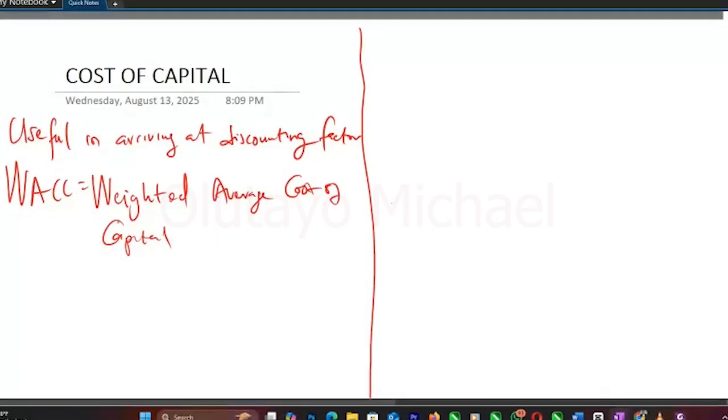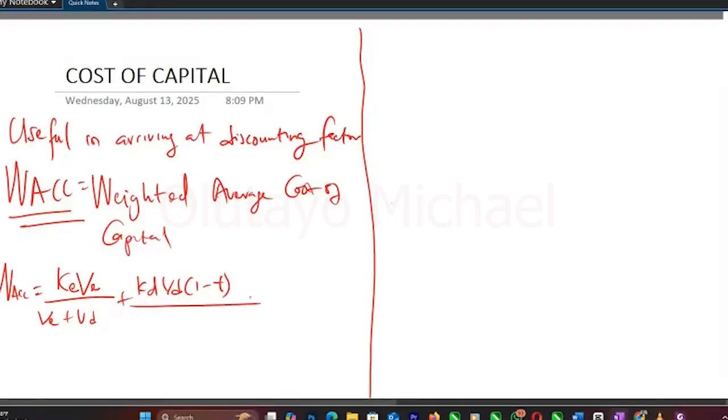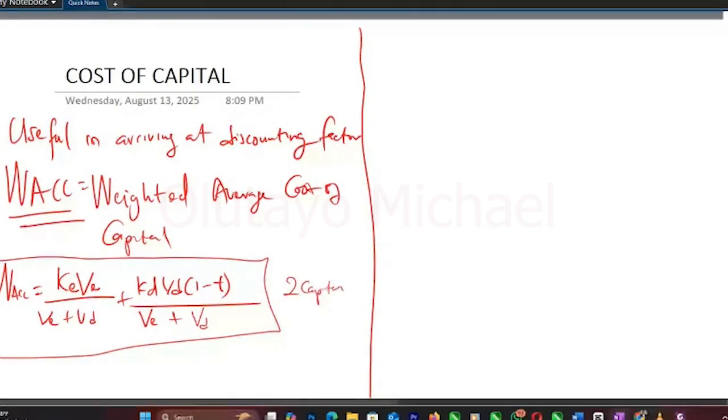So to get the WACC, there's a formula we use. WACC is calculated as cost of equity times the value of equity over value of equity plus value of debt, plus cost of debt times value of debt times (1 minus t) over the value of equity plus value of debt. Now, this particular WACC formula is just for two capitals, which is basically equity and debt.